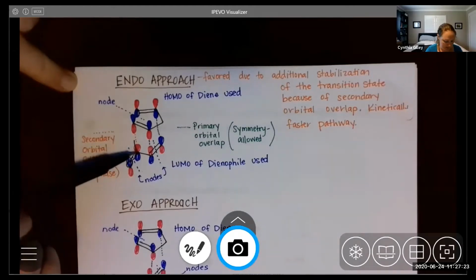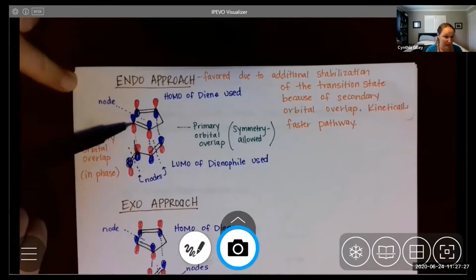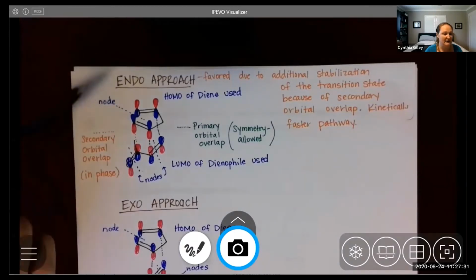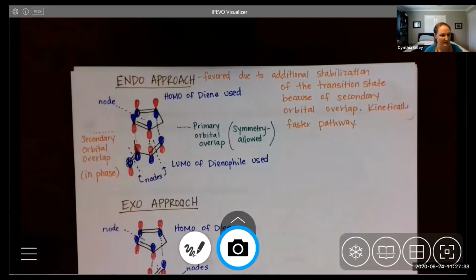Okay, there's a p orbital in this carbon that can overlap with the p orbital on this carbon. Right? And that doesn't lead to a new bond. It just leads to a temporary stabilization of the transition state. And then the dienophile will move away from the diene and into the plane. So it's just temporary, it doesn't lead to a new bond, but it helps to stabilize the transition state.